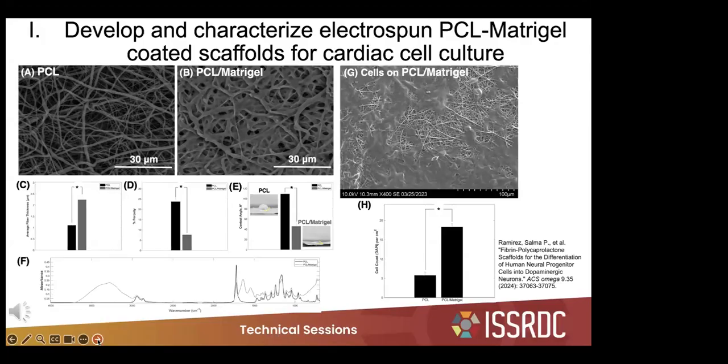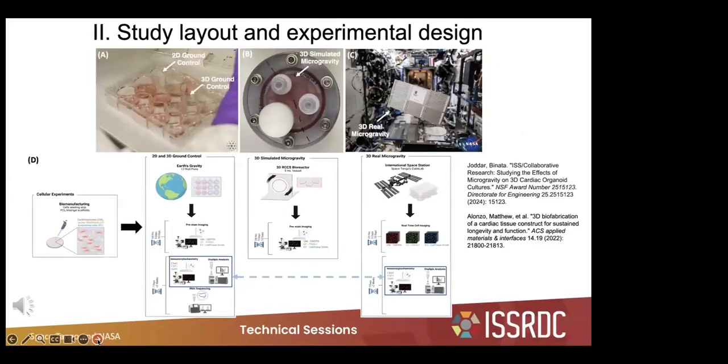These outcomes prove the suitability of the PCL Matrigel scaffolds for cell culture, as evidenced by SEM showing AC16 cardiomyocytes adhere to the scaffold and an increased DAPI count indicating enhanced cell attachment and proliferation. After developing PCL Matrigel scaffolds, cardiac organoids were engineered by seeding human AC16 cardiomyocytes, cardiac fibroblasts, and microvascular endothelial cells on top.